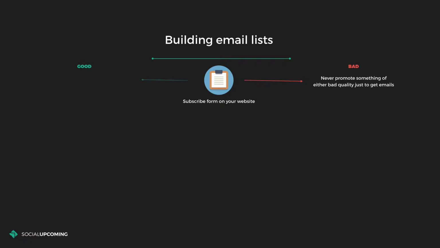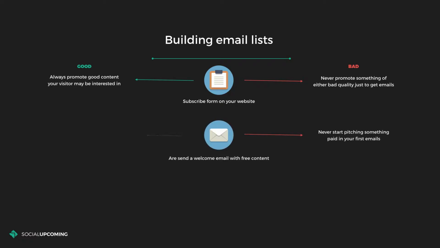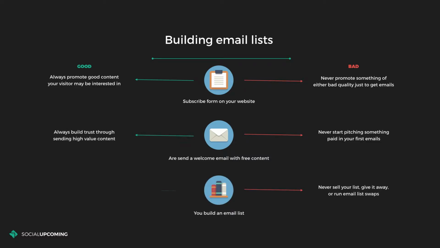The path to building an email list is pretty simple. It is a 3-step process where people subscribe through a subscribe form on your website, landing page, sales page, whatever. Then they are sent a welcome email with free content, the content that they exchange their email for. Then, through doing these 2 steps, you build an email list. There are some bad things that you don't want to do, and there are some good things that you should do. So let's take the bad ones first.